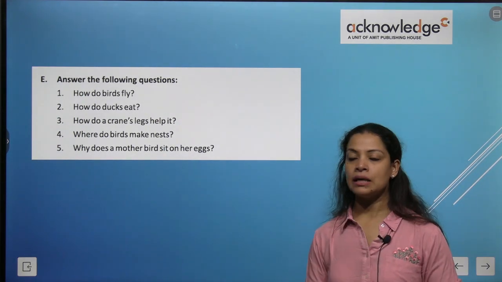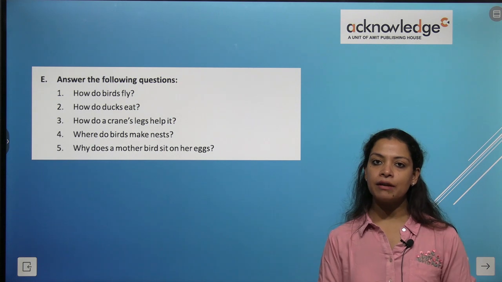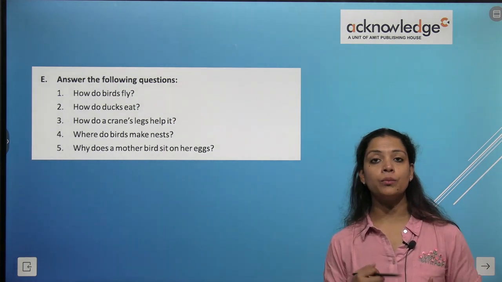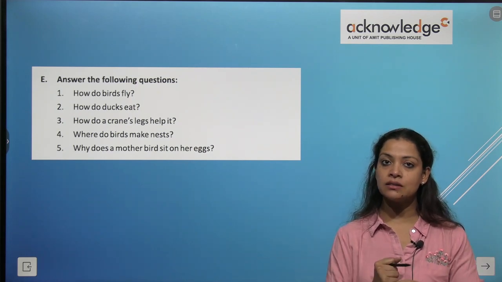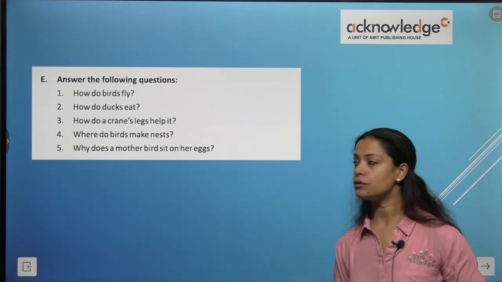Now quickly try to answer some questions. How do birds fly? So birds can fly because they have a lightweight body, they have hollow bone structure and they have feathers attached to strong muscles which, when they stroke upward and downward, help them to fly.